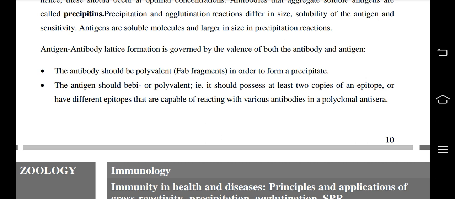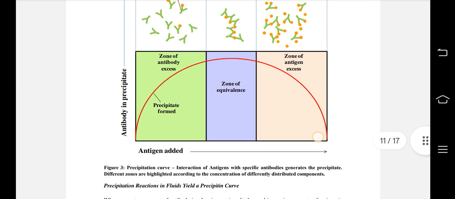Antigen, antibody, zone of antibody excess, precipitate formed, zone of equivalence, zone of antigen excess, antibody precipitate, antigen added. Interaction of antigen with specific antibodies generates the precipitate. Different zones are highlighted according to the concentration of the different components. Precipitation reactions in fluids yield a precipitin curve.